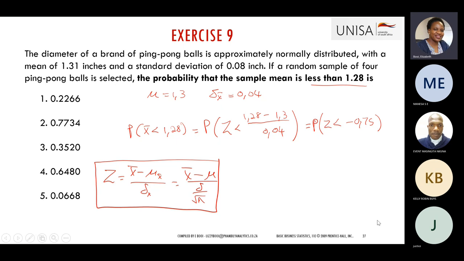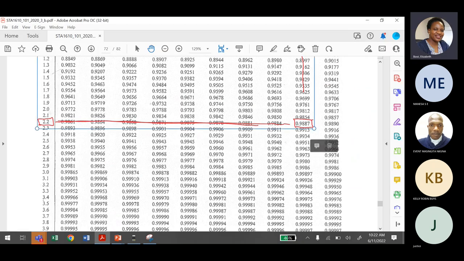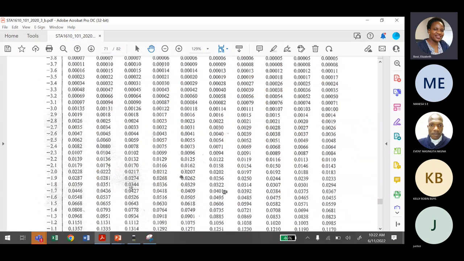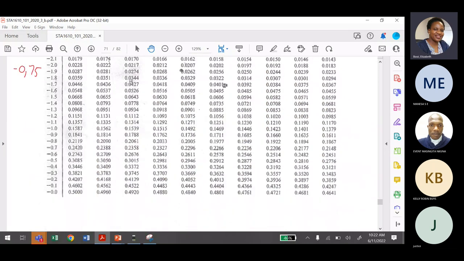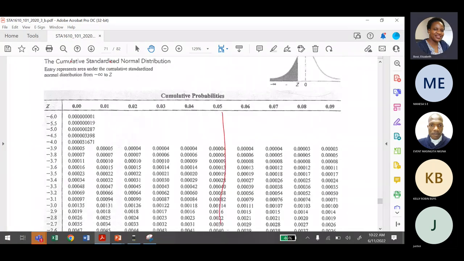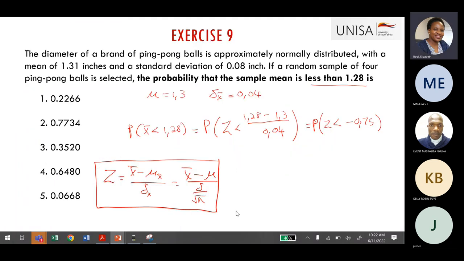So we need to go to the table. Minus 0.75, we go to the negative side of the table. We look for minus 0.7, and we look for 5 at the top, this column. Where they both meet, that is where they meet. It's 0.2266. See, it's there. 0.2266.